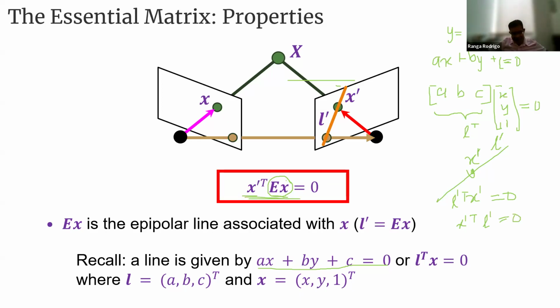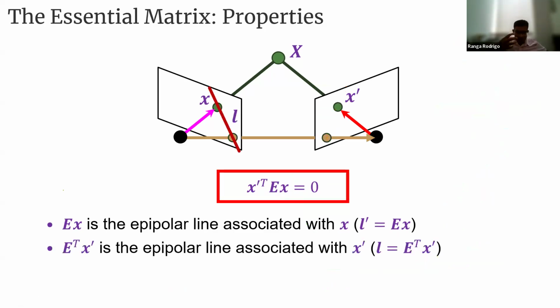So what we are saying is this kind of a relationship here. We have x prime transpose and there is Ex here. Then our Ex must be L prime. So that's why we call that Ex is L prime. So if you know the essential matrix, we can compute the line on which x prime has to lie. So this is very nice. Similarly, E transpose x prime is the epipolar line associated with x prime. That means L is equal to E transpose x prime. That also you can derive.